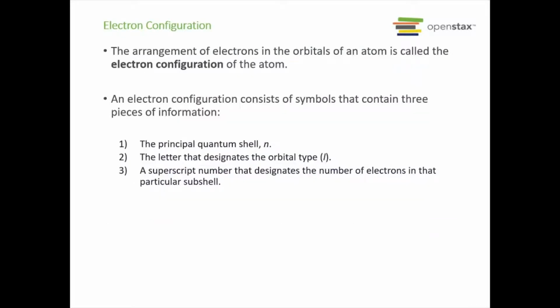How these electrons are arranged is called the electron configuration of the atom. It has symbols with 3 pieces of information. It tells us the quantum shell n, the orbital in the form of s, p, d, or f, which is l, and a superscript that tells us how many electrons are in that subshell. We'll look at some examples which really help to visualize this.